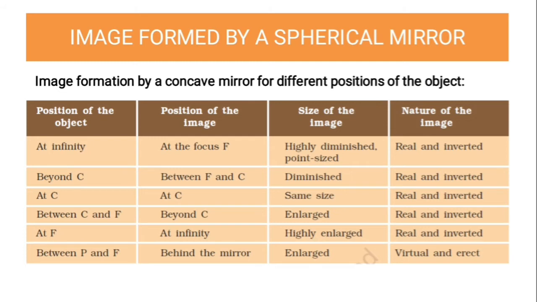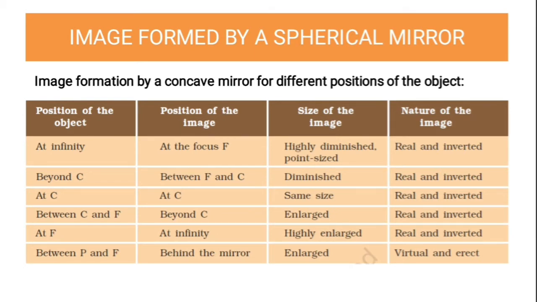Now the things will change. If you bring the object more closer, that is between pole and focus, P and F, the position of the image will now shift behind the mirror. That is, the image is now going to be virtual and erect, and size of the image will be enlarged.